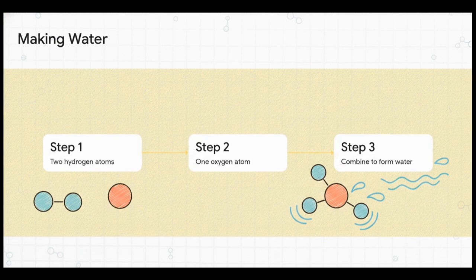When these individual atoms join together, they form what we call molecules. Think of it like a very elegant construction recipe. Step 1, you take 2 hydrogen atoms. Step 2, you bring in 1 oxygen atom. Step 3, you combine them. The result? A water molecule. 2 parts hydrogen, 1 part oxygen, working together perfectly to create the water that sustains all life on Earth.